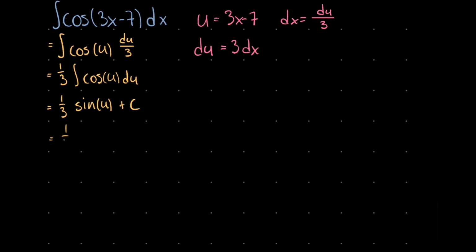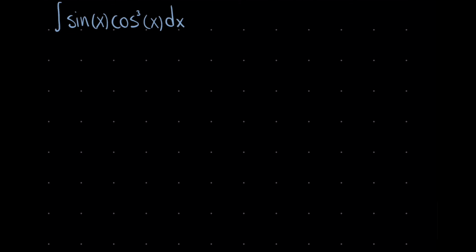We have 1/3 sine of 3x minus 7 plus c, some constant. So we're going to continue with a slightly more complex question. We have the integral of sine x times cosine cubed x. And right away we see that our u value is going to be cosine x, because that's where our composite function is. We have cosine x and then we're taking the third power of that. So u is equal to cosine x, the interior part of that composite function.